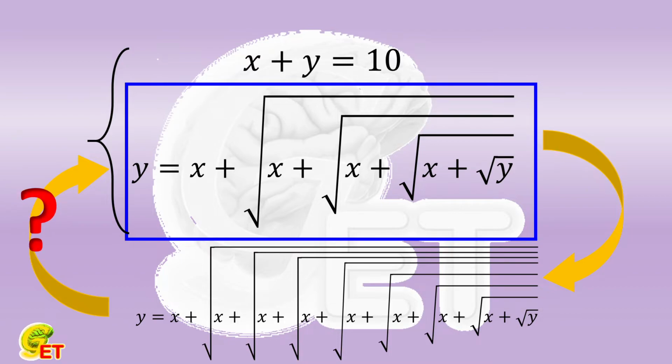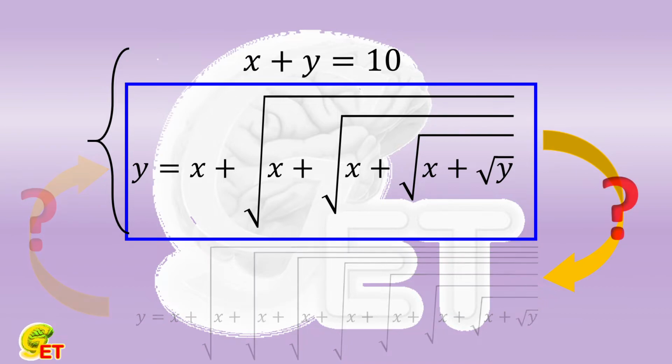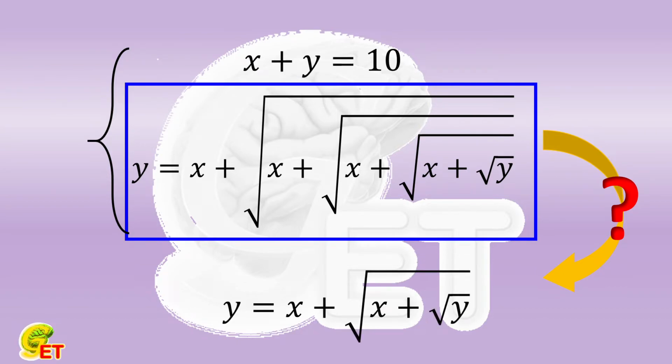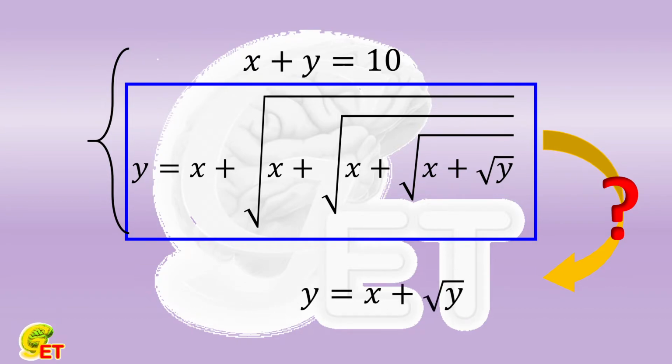Namely, can a relatively simpler equation be derived from a more complex one? If so, we will have a way to simplify the original equation, and then further simplify it, ideally to reach the simplest one, where y equals x plus the square root of y.